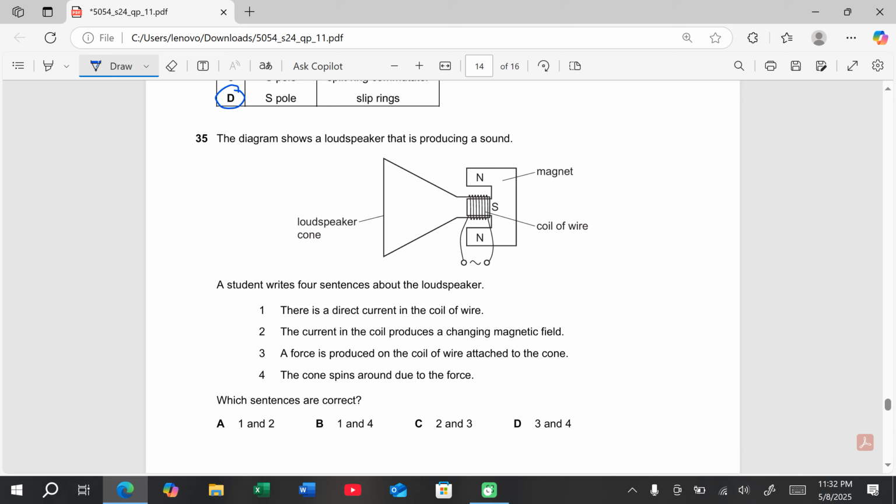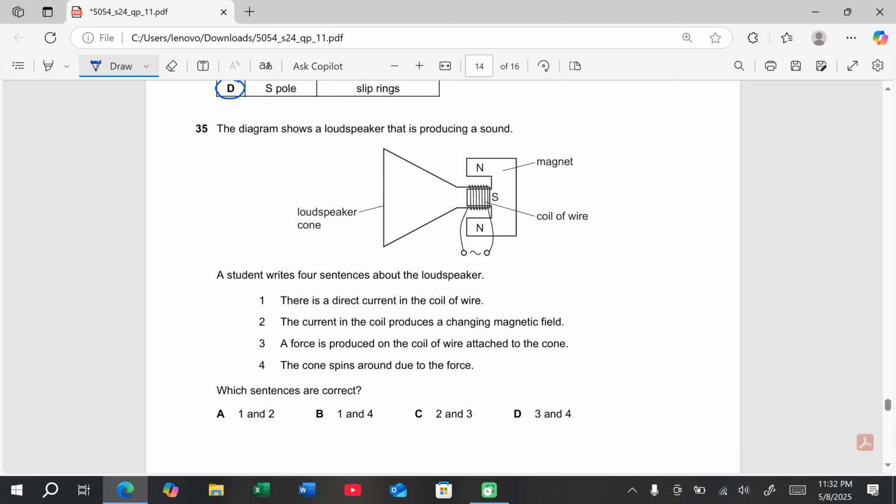In 35 it says the diagram shows a loudspeaker that is producing a sound. A student writes 4 sentences about the loudspeaker. It is a direct current. That's wrong. It should always be alternating current, otherwise the coil will not vibrate. The coil only vibrates when the current is in the opposite direction and the force is produced on the opposite side, right?